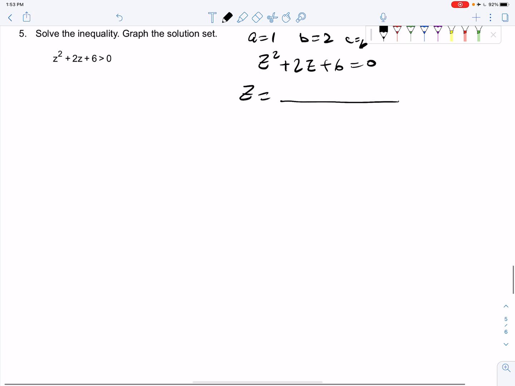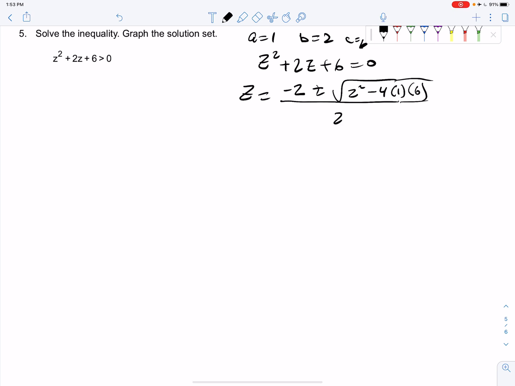C equals 6. So the quadratic formula is the opposite of B, so opposite of 2, plus or minus square root of 2 squared minus 4 times A, which is 1, times C, which is 6, all over 2 times A, 2 times 1.